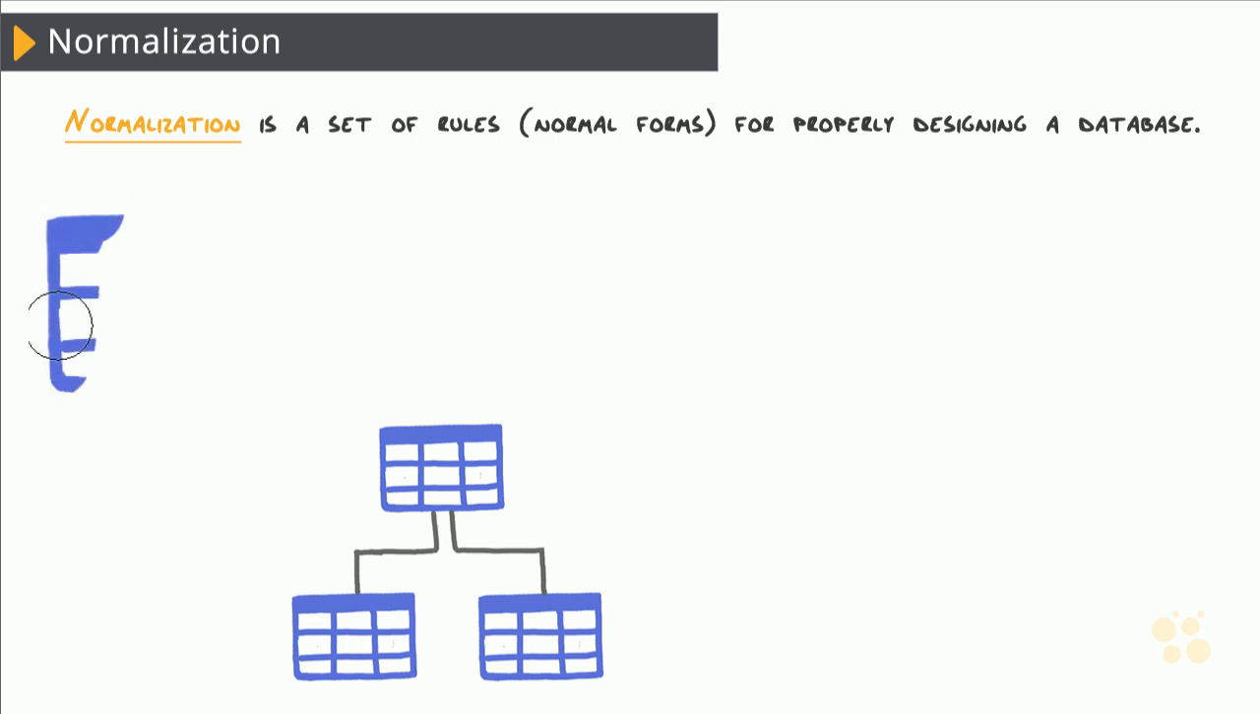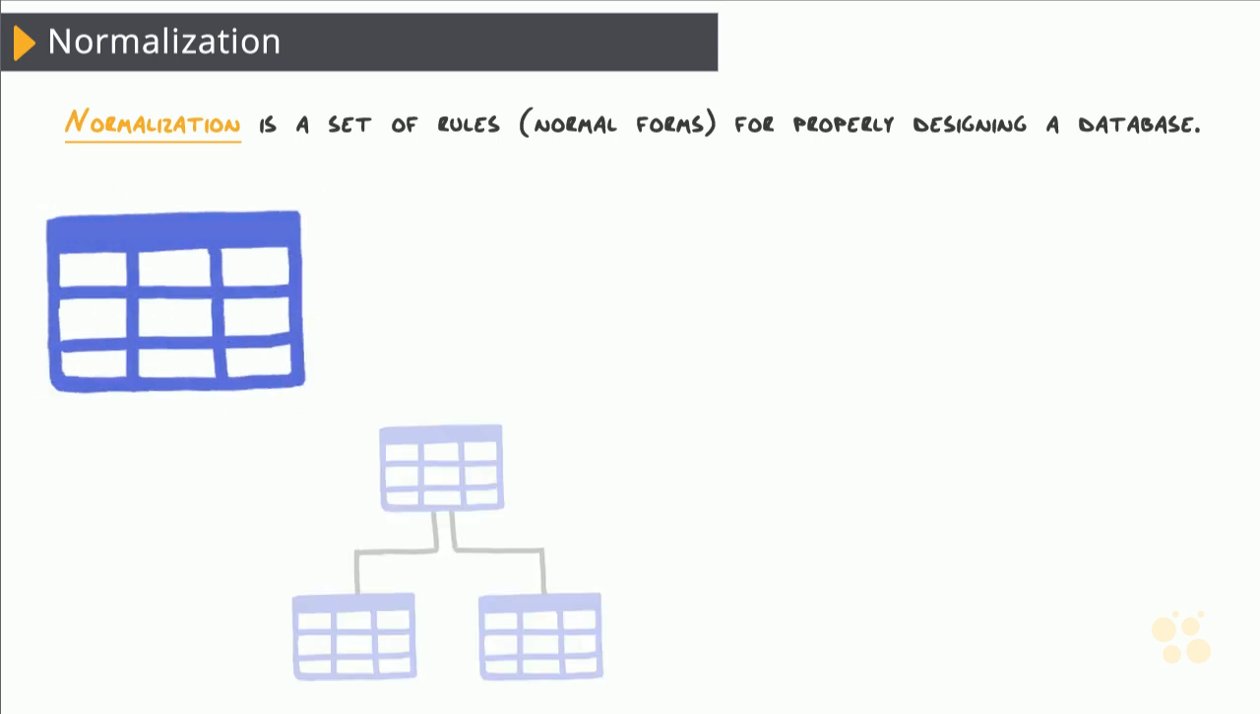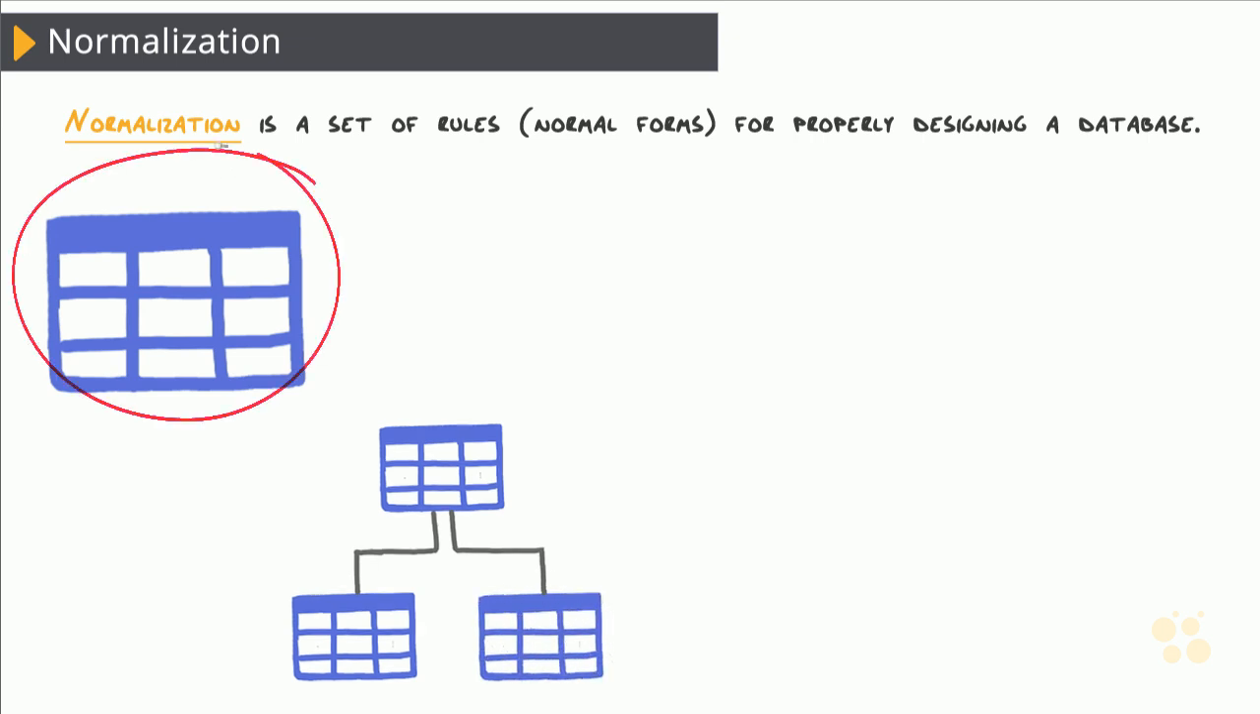So normalization is really just a set of rules, known as normal forms, for properly designing your data model. So the whole idea behind normalization is this. We want to take big tables. Let's say we're designing a database, we have all these data points to track, and we just throw that all inside of an Excel spreadsheet. So we've got customers, their orders, and the products they ordered all living inside of one table. That's going to give us a lot of problems down the road.